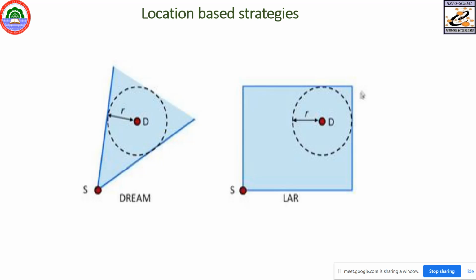The other approach is also quite similar, like in LAR. We have a source node and a destination node. Around the destination node, it fixes some location, and in that location it is going to send the information. So the source node will flood the packet to all the nodes in that rectangular region.